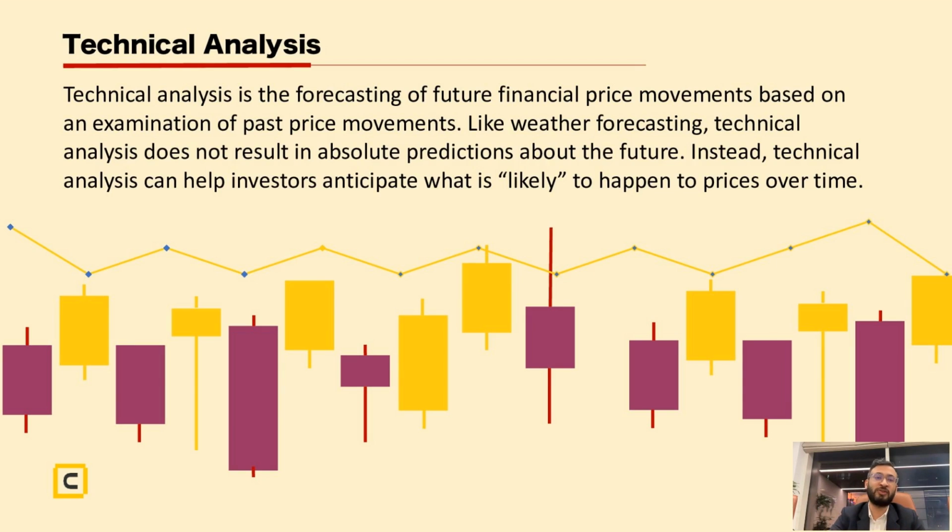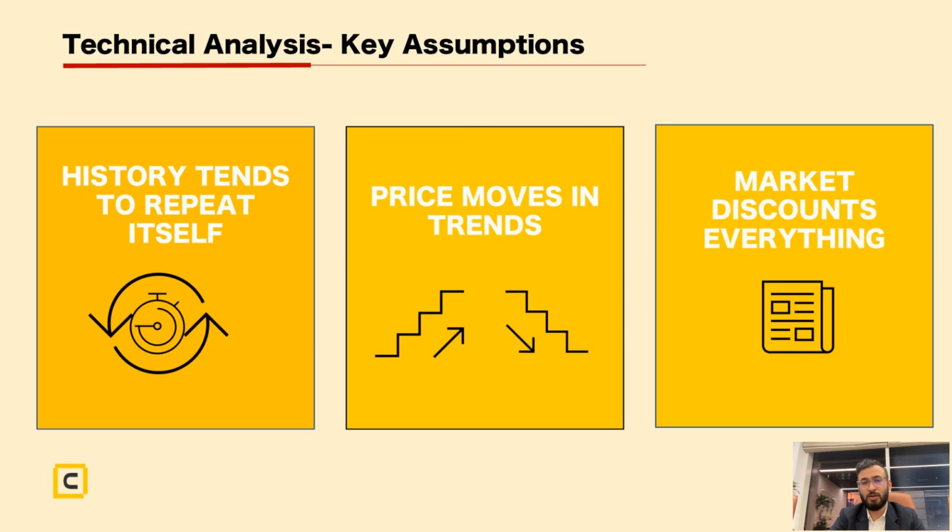Now, there are assumptions on which technical analysis is based. And this is really important because every theory has some sort of assumptions. If we remove those assumptions, then it will be impossible to identify technical analysis at all. And those assumptions are of three kinds. One is history tends to repeat itself, price moves in trends, and market discounts everything. These three things are really important. These are the very key basic assumptions. There are 5 or 6 assumptions, but these three are really important.